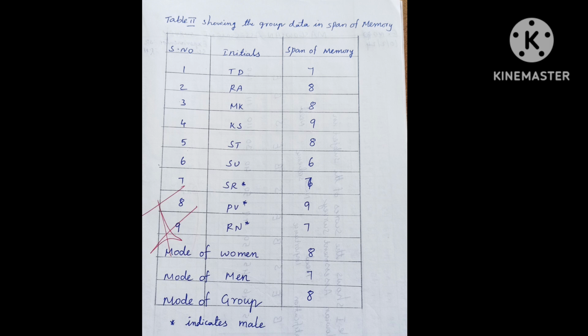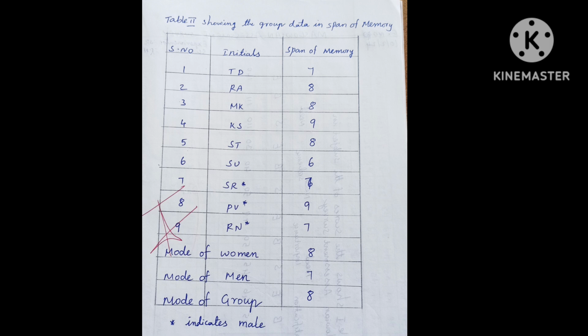After this, for other experiments we have to calculate the mean, but in this experiment the mode of women, the mode of men and the mode of the group should be calculated. You are all aware of how to calculate mode. The number which is repeated the most times is the mode.